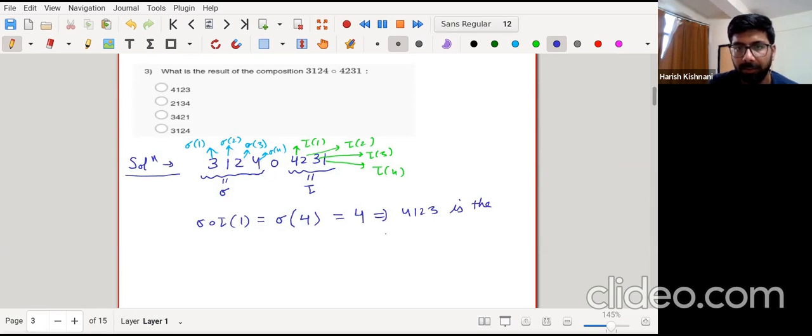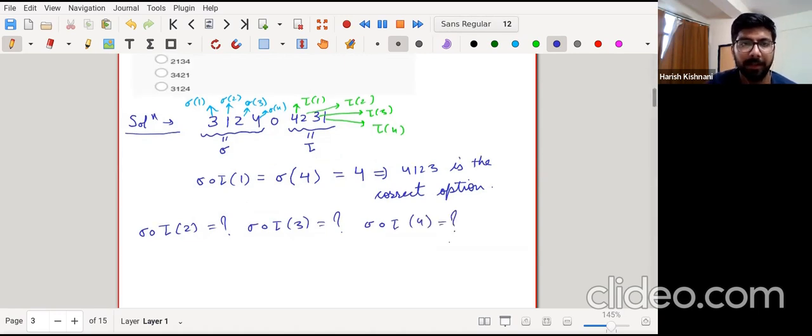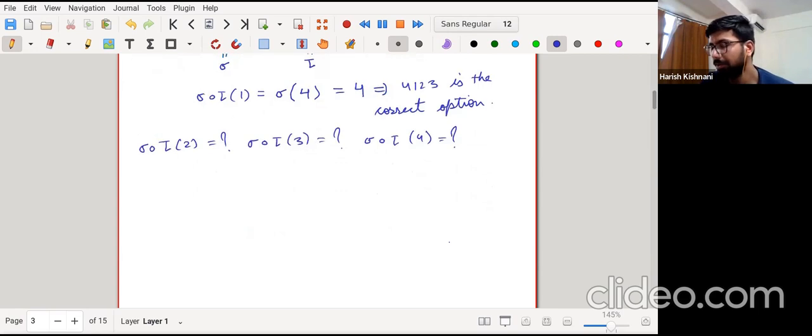But just for the sake of practicing, you should check other entries also: what is sigma compose tau of 1, sorry, sigma compose tau of 2, sigma compose tau of 3, and so on. This I am leaving to you guys. Should be easy. The answer you already know. The final permutation is there. It's all about verifying things. Okay, so let's move on to the next question.